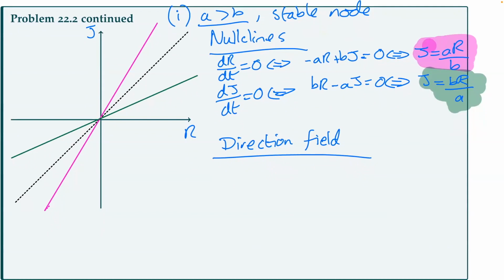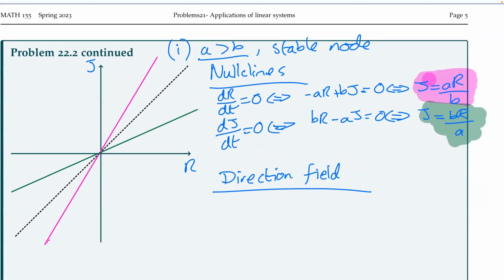What are my directions going to be on these null clines? Now the pink one, we have dR/dt is equal to 0. So I know that we can only be moving up or down on the pink null cline. On the green null cline, dJ/dt is equal to 0, so there's no movement in the J direction, so we have to be moving left or right.